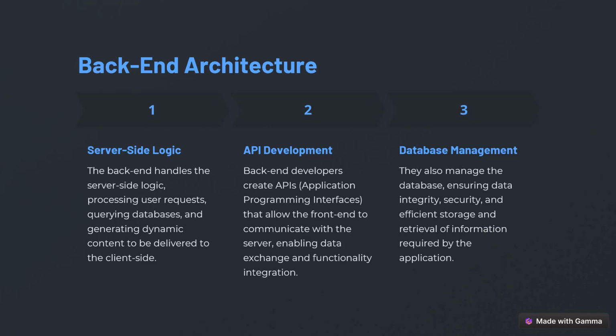API development: API means application programming interface. APIs are used to communicate between the server and the client. They allow the server to exchange data with the client side. It is very crucial for the backend architecture. And database management is also there.